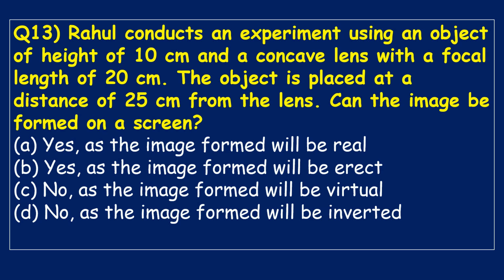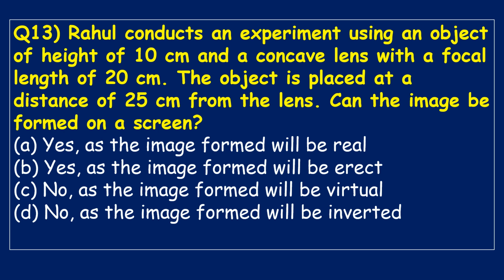So object height is given, right? Focal length is given and object distance. Focal length is 20, object distance is 25. That means center of the curvature is 40 centimeter. So object is in between center of the curvature and focal length. The image must be beyond center of the curvature in this case. Here it is a lens that is given, right? Lens is given. Concave lens always forms virtual image, remember.